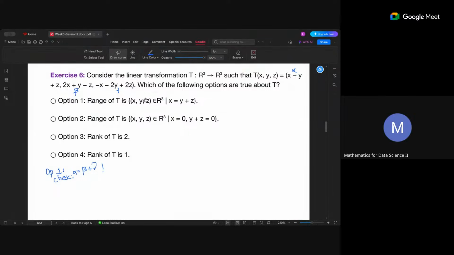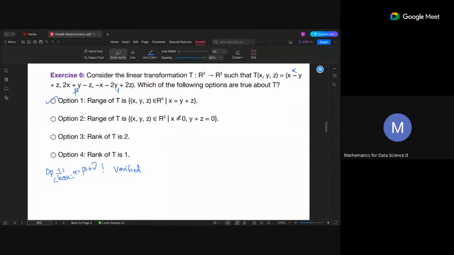Yes, because we are representing any vector in range of T as x, y, z, and then we have this condition here. Any vector in range of T is of this form. That's why. Yes, ma'am. It satisfies this condition. So this is verified, and hence you see that range of T is satisfying this condition. So option 1 is correct.